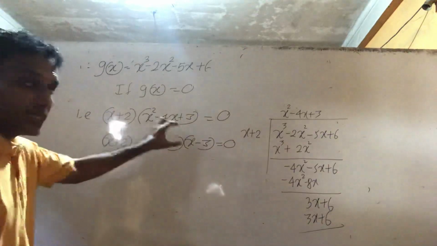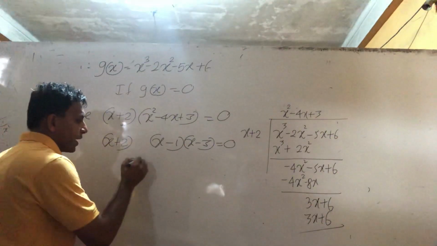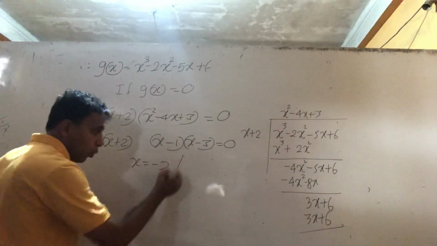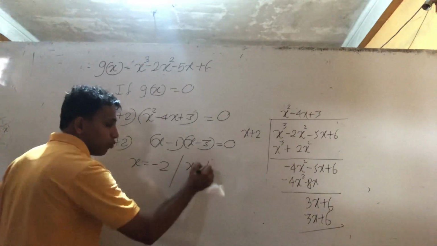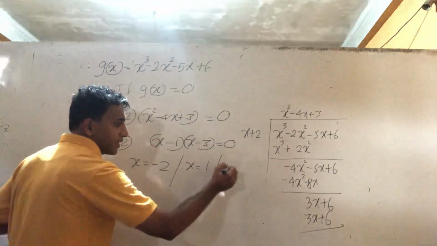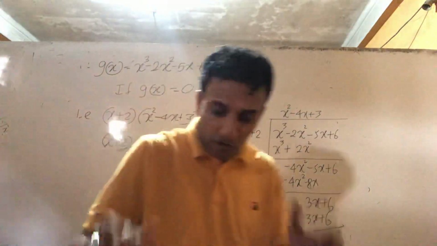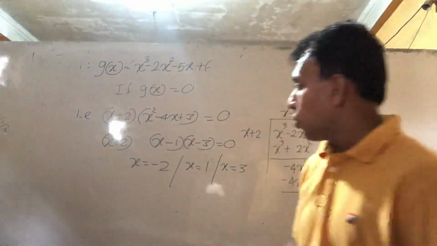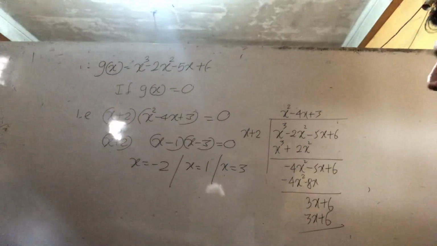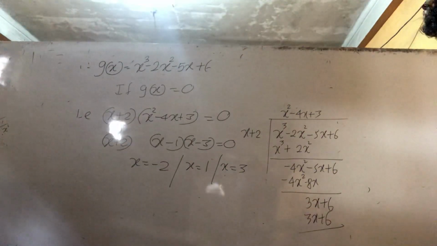Therefore, all these are 0, then you know x equals minus 2 or x equals 1 or x equals 3, like a quadratic equation in O level. If it's 3 brackets or any number of brackets equal to 0, all these brackets are separately equal to 0. That's the answer, right?